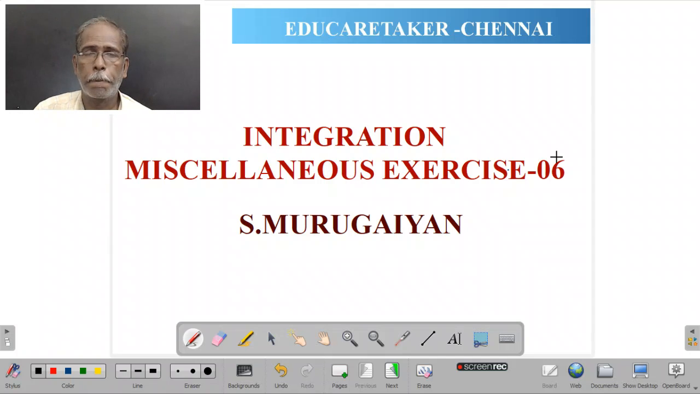Dear student, in the last session, the fifth session of the miscellaneous exercise, we had completed up to the 28th question of the miscellaneous exercise. So in this session, we can begin with question number 29. So let us start our discussion now.